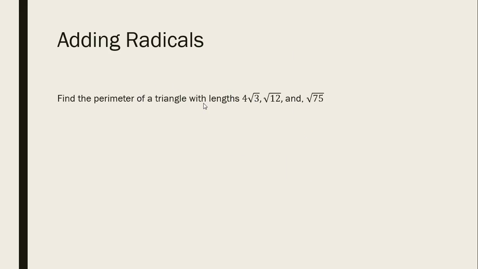So let's have a look at this. It's asking us to find the perimeter of a triangle with lengths 4 root 3, root 12, and root 75. So if we have a triangle like this, and this side is 4 root 3, and this side is root 12, and this side is root 75, we want to find the perimeter, which means we want to add them all together. So we have 4 root 3 plus root 12 plus root 75.